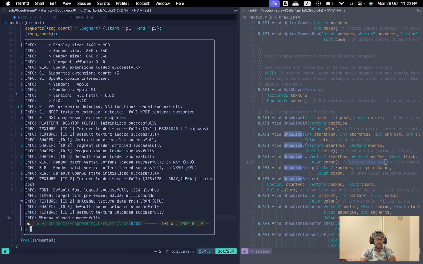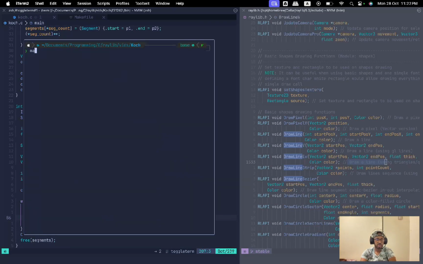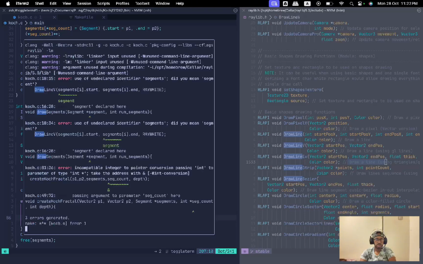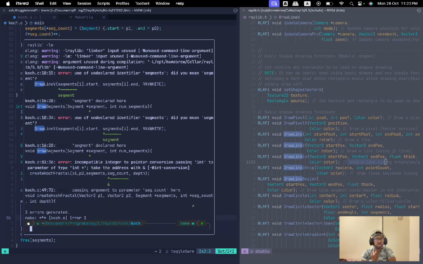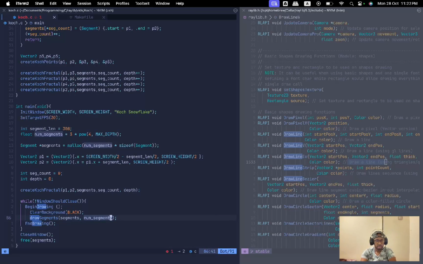Let's check if the function is running. So we have some errors. Undeclared function segments.